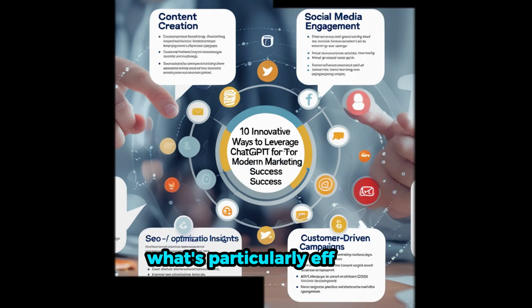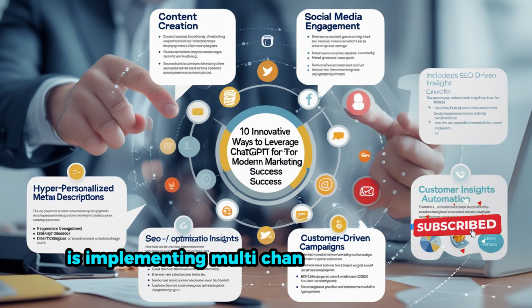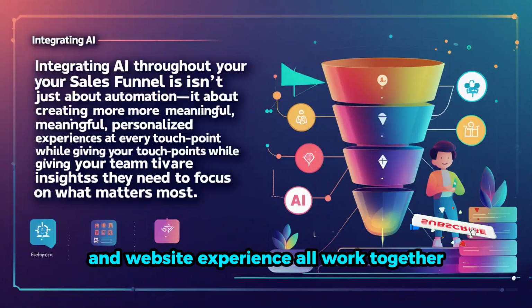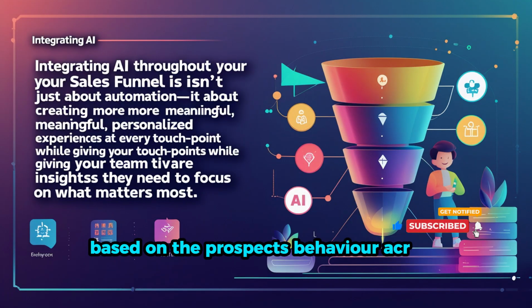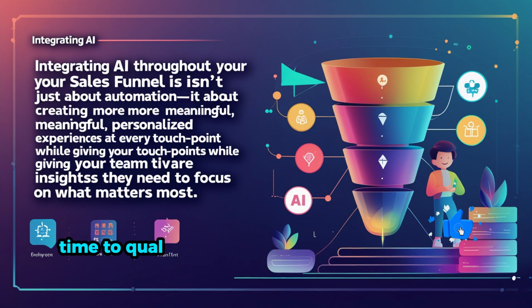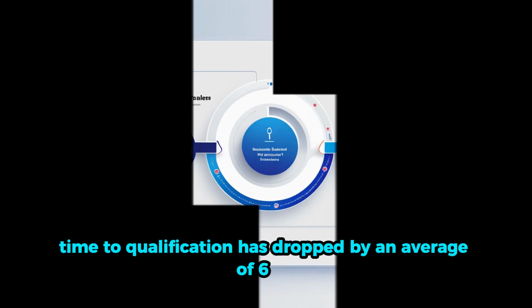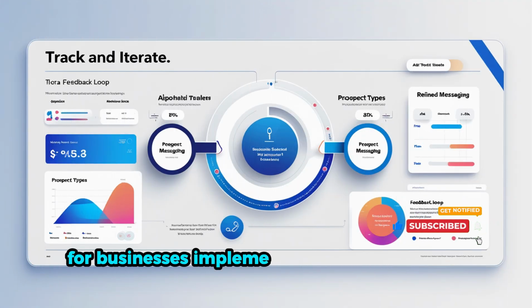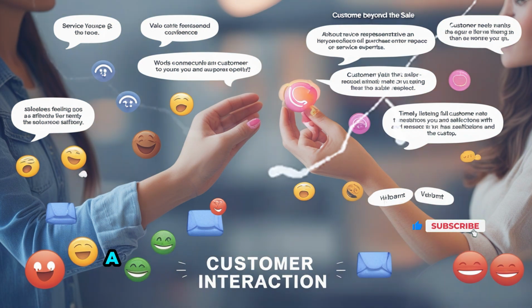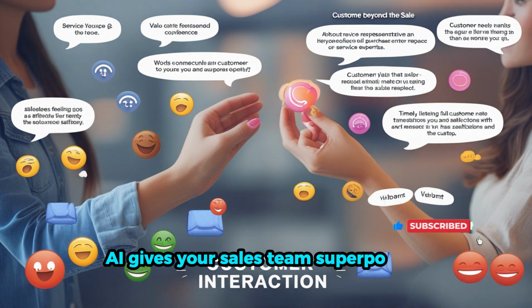What's particularly effective is implementing multi-channel AI coordination. Your email sequences, social media engagement, and website experience all work together based on the prospect's behavior across platforms. The key metric to watch here: time to qualification has dropped by an average of 67% for businesses implementing these techniques.